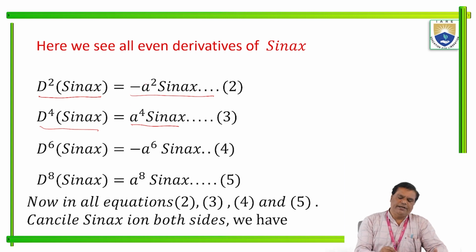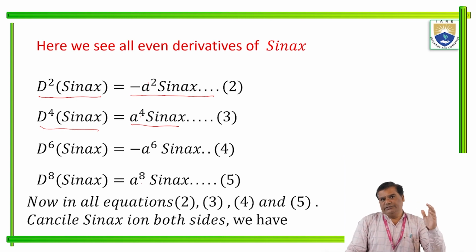The signs are negative, positive, negative, positive. The first even term is negative, the second is positive, the next is negative, and the next is positive. So the even-order differentiations of sin ax with respect to x have alternating signs: first minus, next plus, then minus, plus.